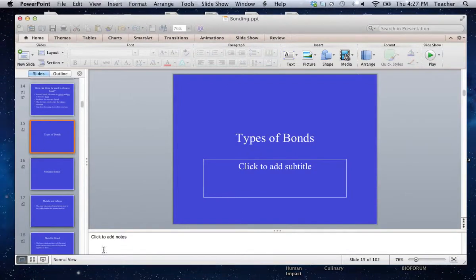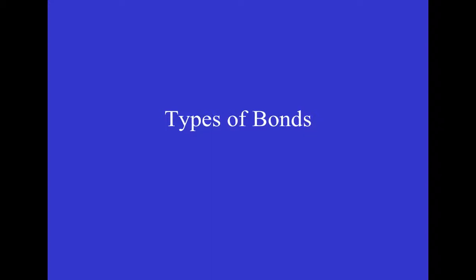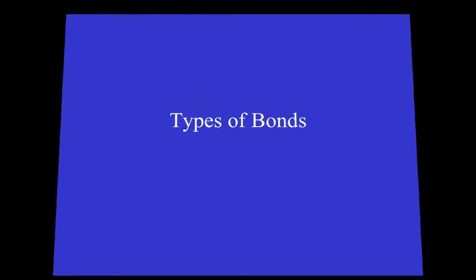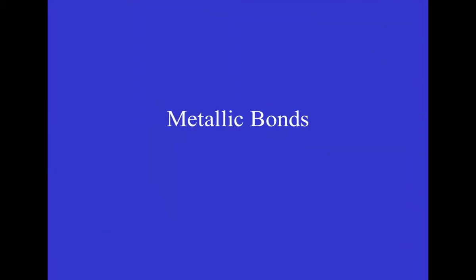Now that we understand how to draw Lewis dot structures, we can actually start talking about the types of bonds they allow us to see. The first type of bond we're going to talk about is metallic bonds. We won't actually show these using Lewis dot structures, but since it is a type of bond, I think it's important that we look into that.